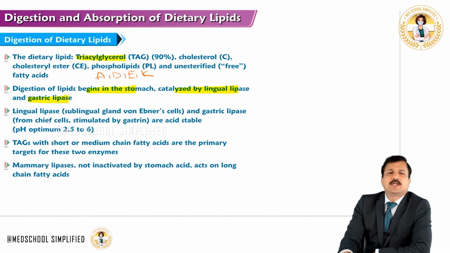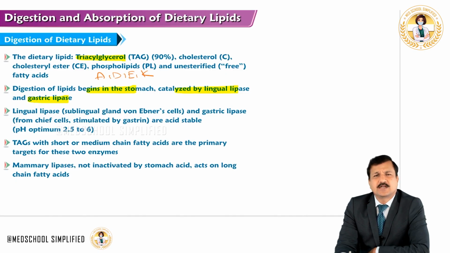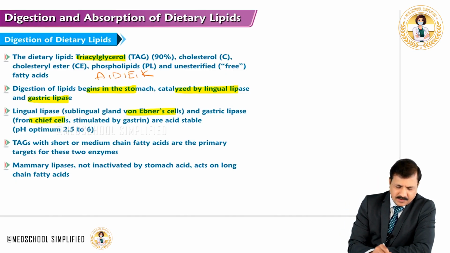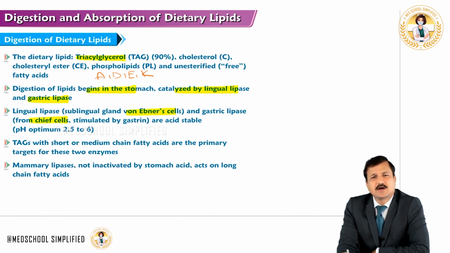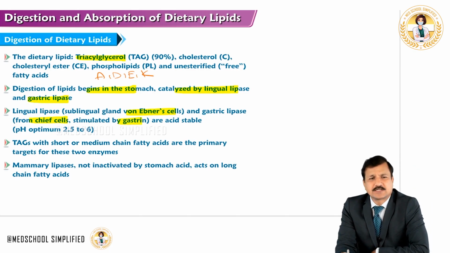So out of lingual and gastric lipase, these two enzymes, lingual lipase is the enzyme that is synthesized and secreted by sublingual glands which are there beneath the tongue, and especially the von Ebner cells in the sublingual glands are the ones that will synthesize lingual lipase and be secreted. Gastric lipase is synthesized and secreted by chief cells, and that secretion of gastric lipase will be stimulated by a hormone gastrin.